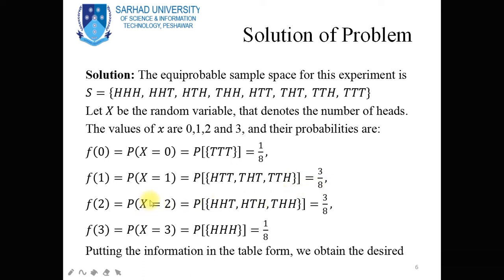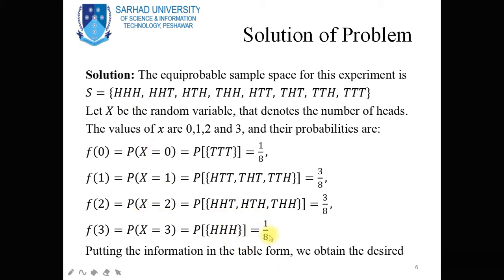Now the probability for the random variable X equal to 2. So all possible outcomes in which the number of heads is 2. You see over here, there are three possible outcomes in which the number of heads is 2. So the probability is 3 by 8. Now X equal to 3 means the number of heads is 3. So there is only one outcome in which the number of heads is 3. So the probability is equal to 1 over 8.